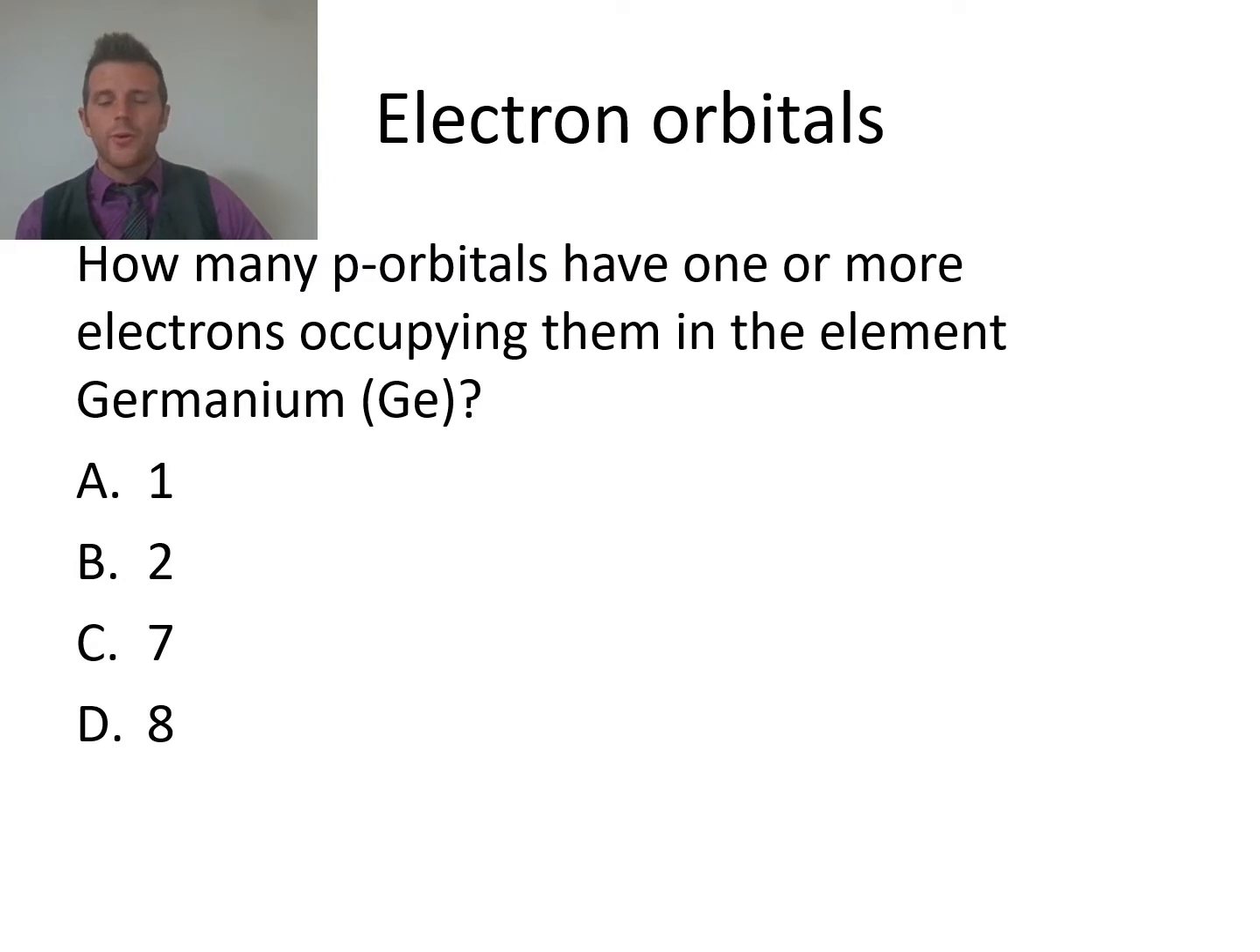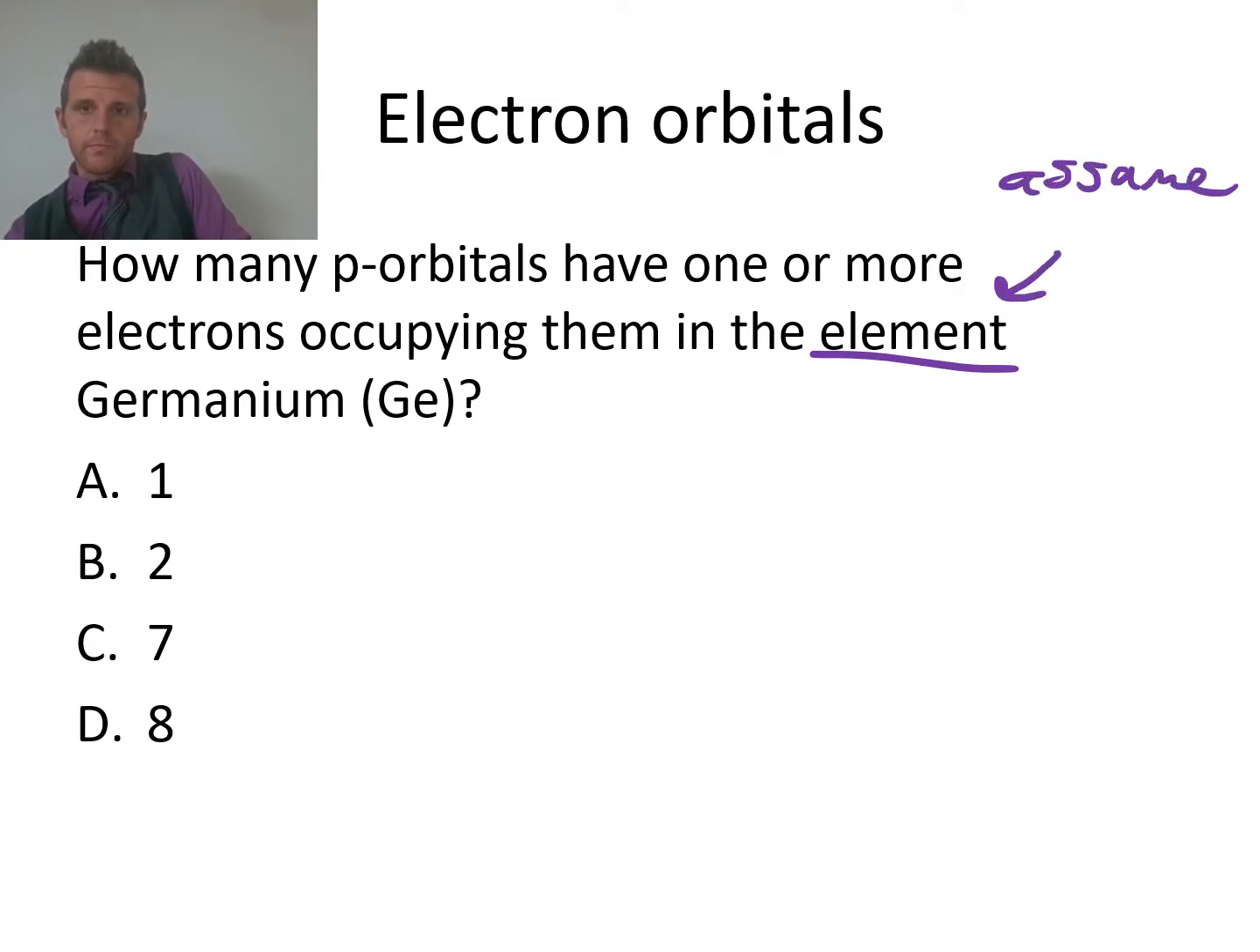Electron orbitals. This is a really fun question. How many p orbitals have 1 or more electrons occupying them in the element germanium? We are going to assume elemental. Oh God. I can save this. Elemental. Nice save, Mr. Parks. Thanks, guys. So nice to me. Therefore, neutral.